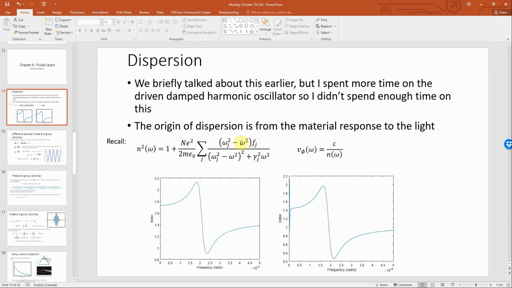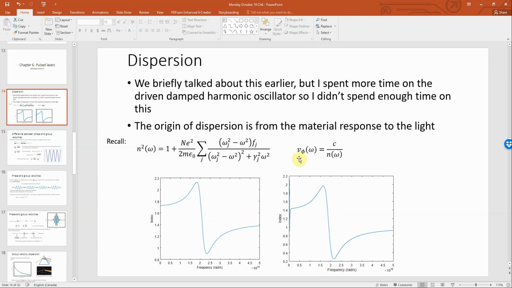We have omega_j minus omega up here and down here. Omega_j is the location of the resonance. If we were looking at absorption, this would be peaking at this frequency here, and we have a higher frequency resonance here. That would be that omega_j term. And then we also have the damping factor, this gamma_j. That gamma_j gives us how sharply this goes from going up to going down. If you remember from the absorption, it's also how sharp that absorption is.